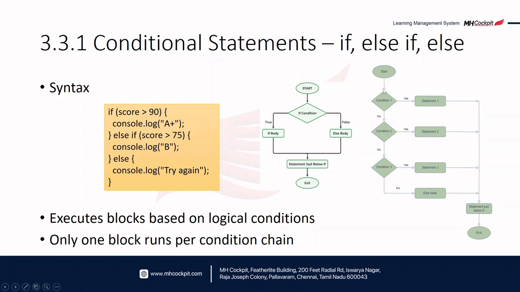This is the flowchart for the if, else if and else conditions. It will check for the first condition. If it is true, it will execute the statements, that is statement 1. If it is false, it checks for another condition and executes the statements if it is true. If it is again false, it checks for the third condition and then executes statement 3. And finally, if that is false, it goes to the else body. So for each of conditions 1, 2 and 3, it executes the else if, and finally it executes the else body. That is the idea behind this if and else.